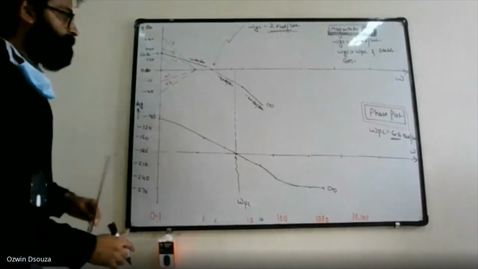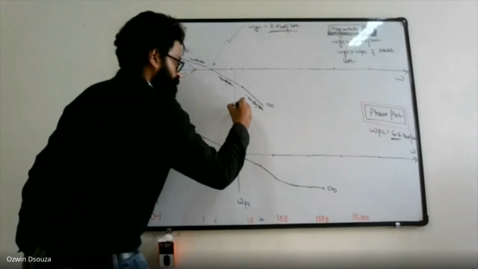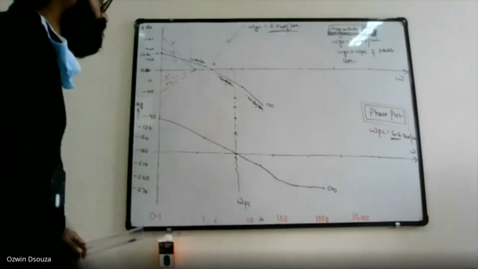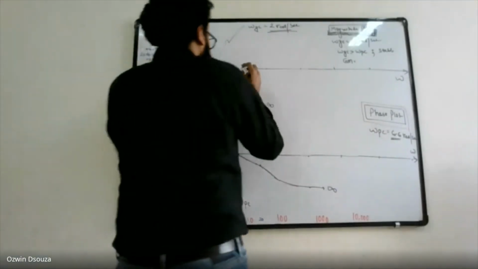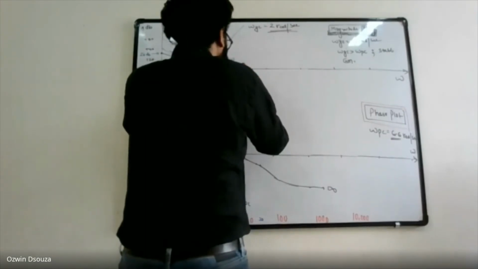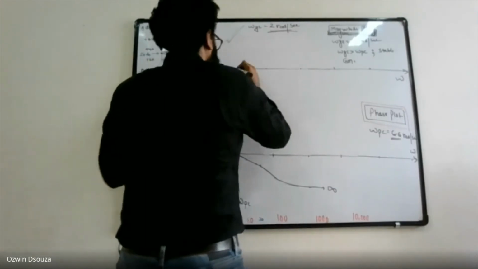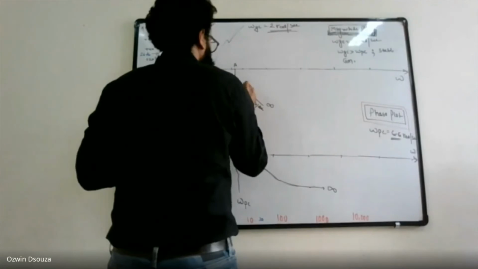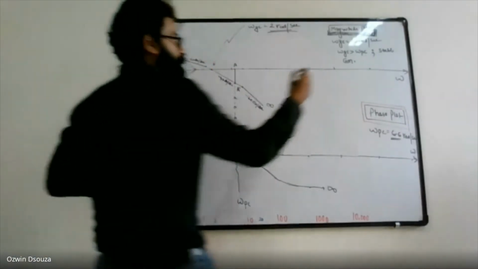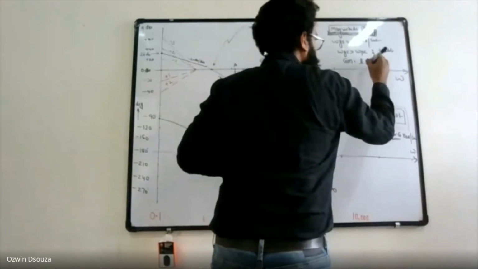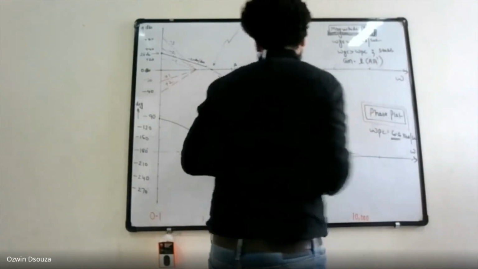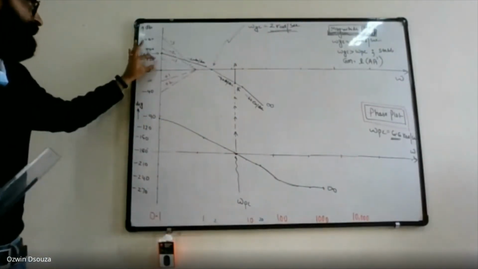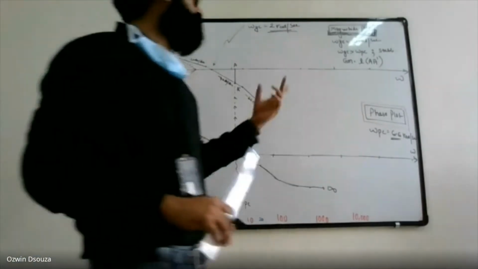You have to draw a straight line from omega PC vertically upward such that it cuts your magnitude plot. And let's say these points are A and A dash. So gain margin is nothing but the length A A dash. You have to measure the length and multiply with the scale. Scale factor you know, right? On the Y-axis, 1 unit is 20 dB. So that is your gain margin.